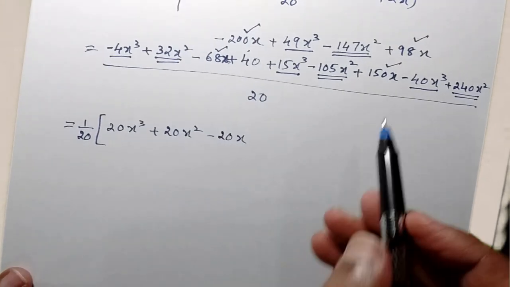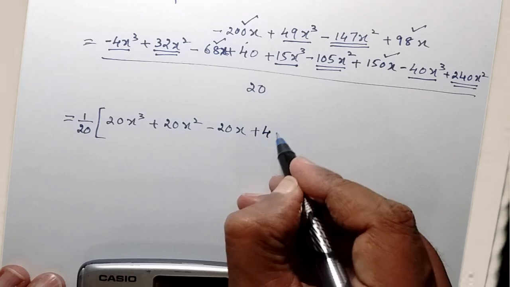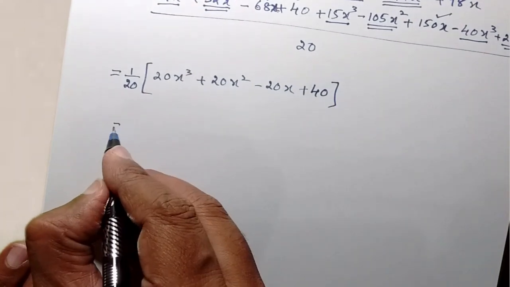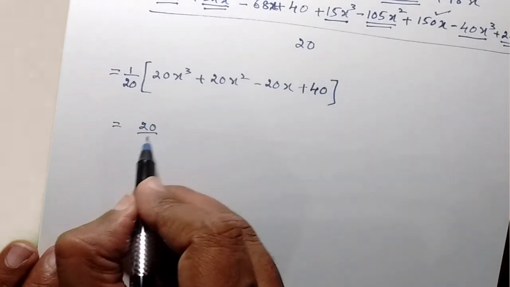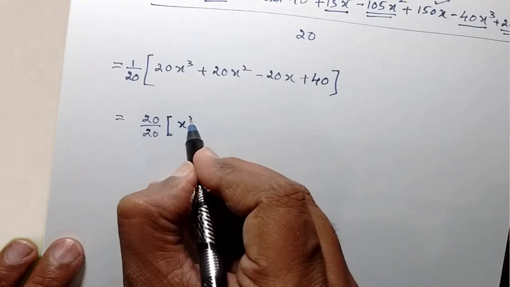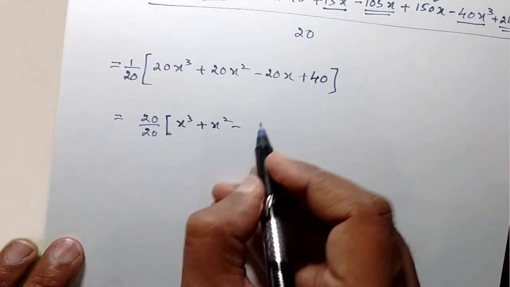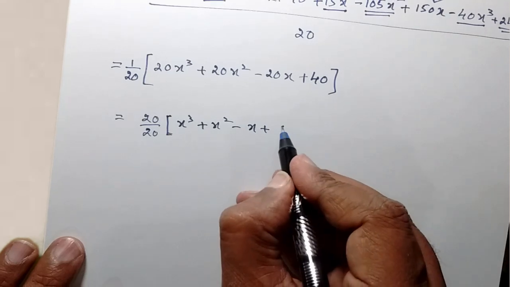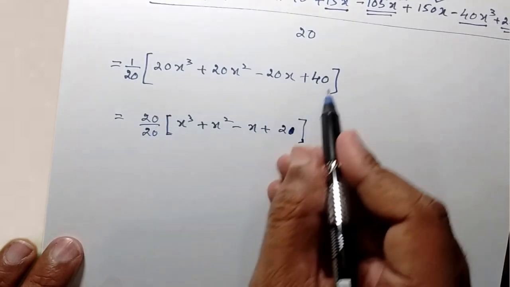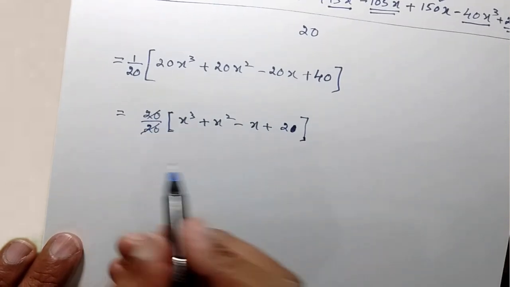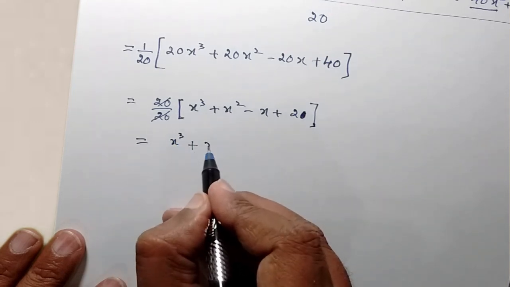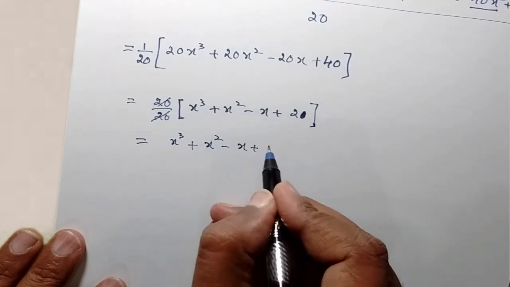Now coming to the constant terms. So plus 40. But if you observe all these terms, 20 is common. So I'll take 20 common outside. This divided by 20 will remain as it is. So you're left with x cube plus x square minus of x plus, this will become 20. This will just become 2 there. 20 times of 2 will become 40. So 20 and 20 will cancel out. You will be left with x cube plus x square minus of x plus 2.